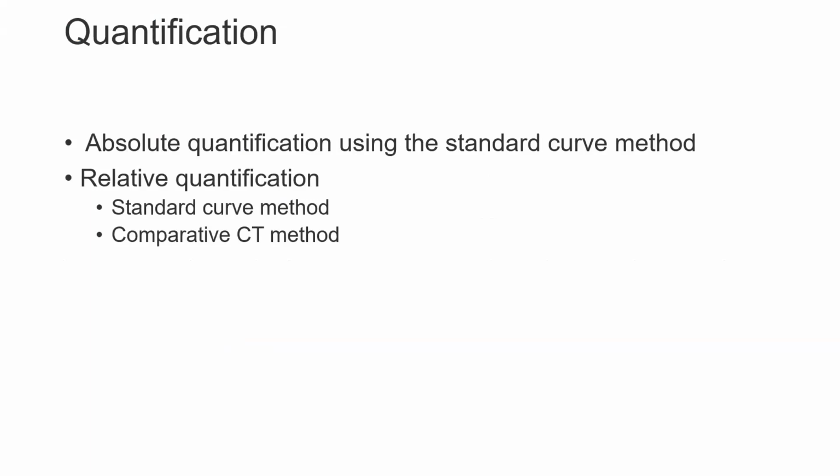So how would you make a standard curve? You would take a specific concentration of your positive control, do a serial dilution of this positive control and run it. Then you plot the concentration against the CT value, and you would get your standard curve.